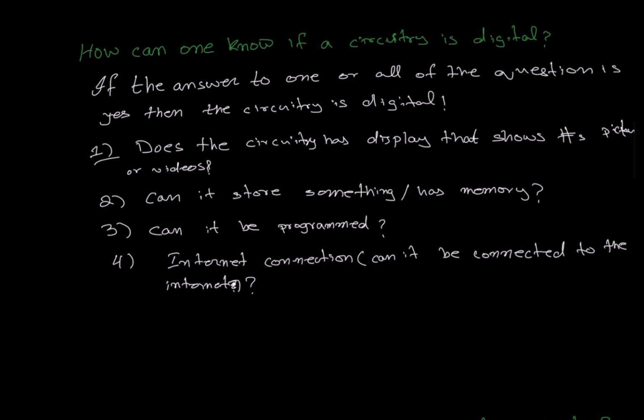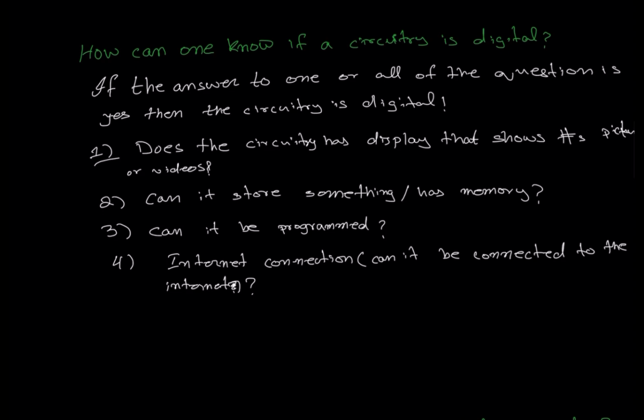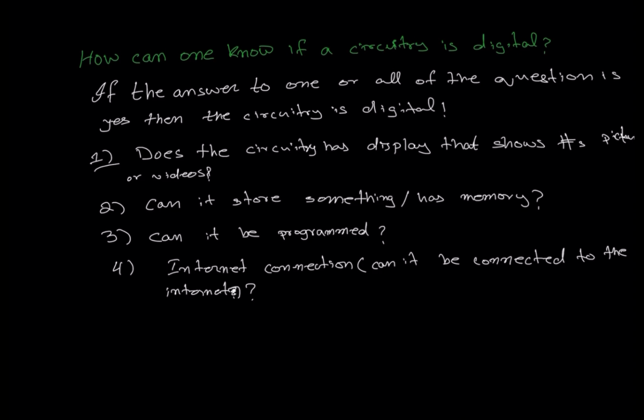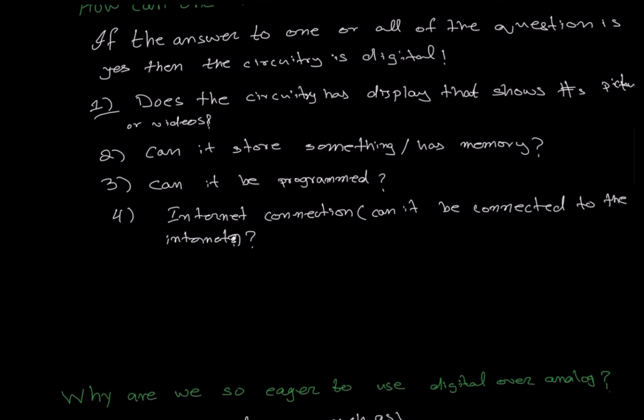Okay, so to repeat these questions again: does the circuit have a display that can show pictures, numbers, or videos? Number two, can it store something, a memory, or data? Number three, can it be programmed? And number four, internet connection. Does it have any internet connection, or can it be connected to the internet? If any of these questions is yes, then it will be digital circuitry.